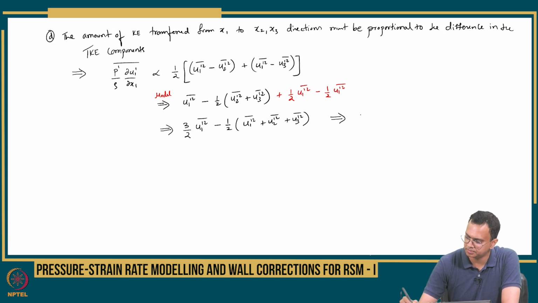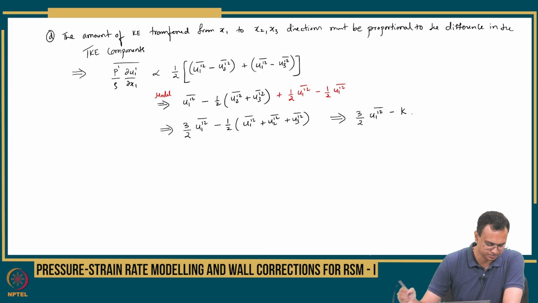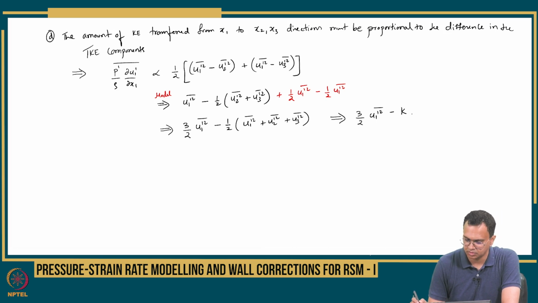So this gives me 3/2 u1 prime square minus k. This is sufficient for one of the normal stresses, but we need a generic expression because the pressure strain rate itself will have the other components, right? So there are 6 stress components. This is sufficient for one of the normal stress components. So we need a generic expression for shear stress as well as other stress components, right?